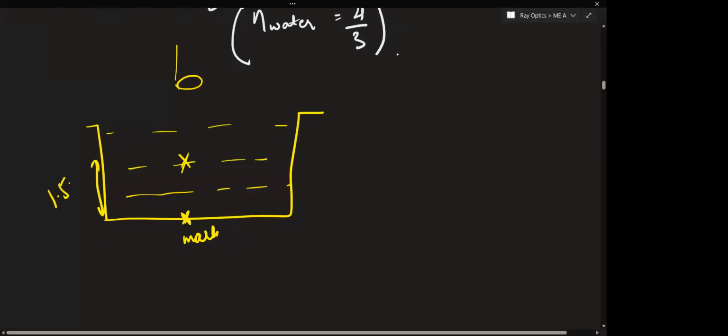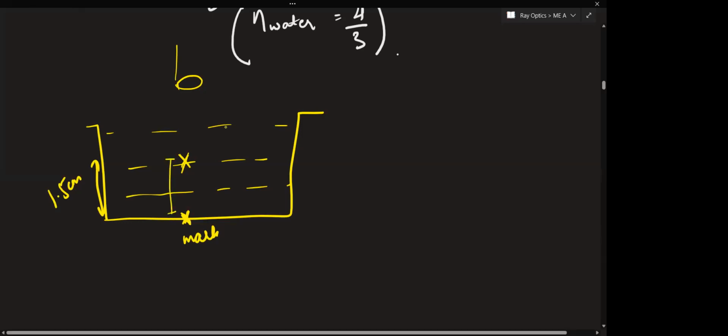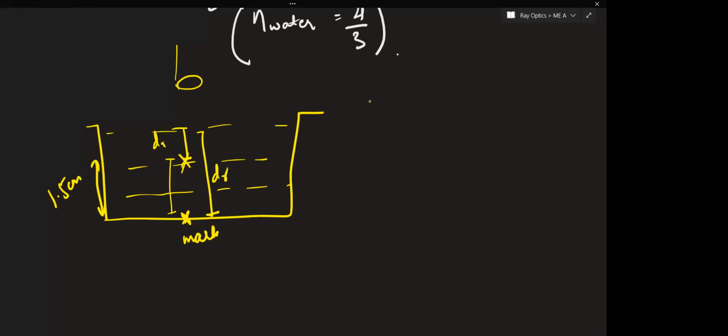Can anyone tell me what is this 1.5 centimeters? Real depth, apparent depth, what is this? Yes, Priya, right? Any other answer by anyone? It's shift, because this is the apparent depth, this is the real depth. And the difference between real and apparent is the shift. So the shift, you have it as 1.5.